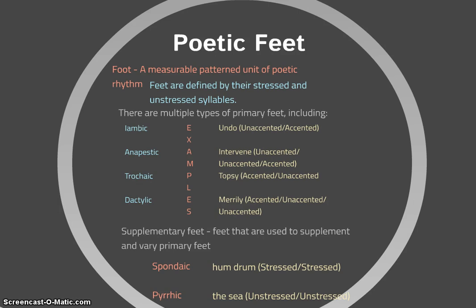A poem is comprised of small units called feet, which is a measure of rhythm. Feet are defined by their stressed and unstressed syllables. There are multiple types of primary feet, including iambic, anapestic, trochaic, and dactylic. Shakespeare's sonnets are normally iambic, so we'll be focusing on that today.